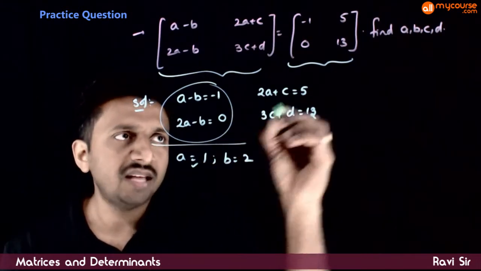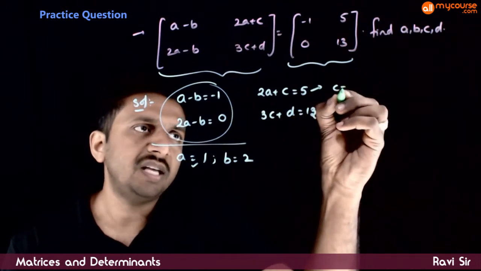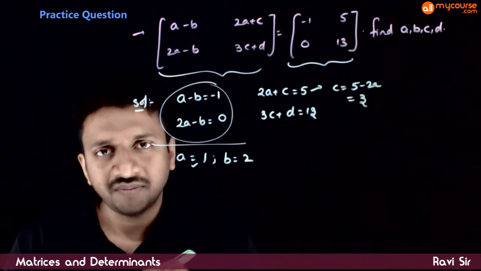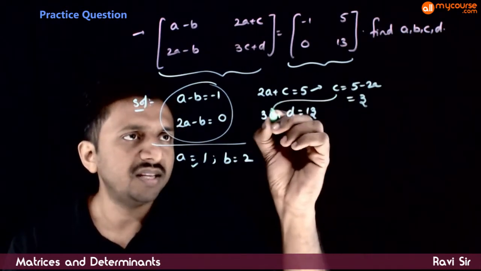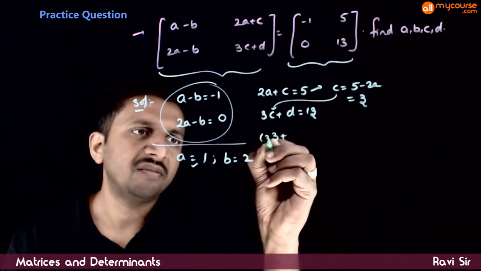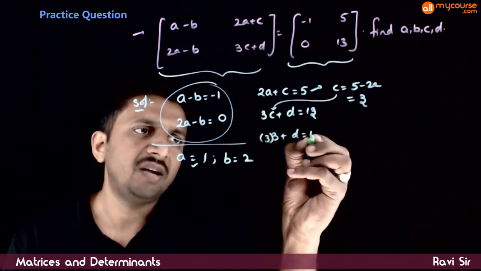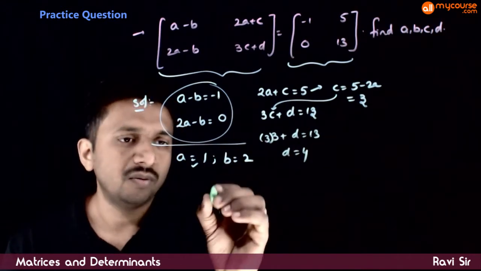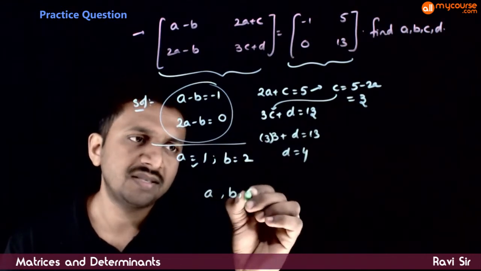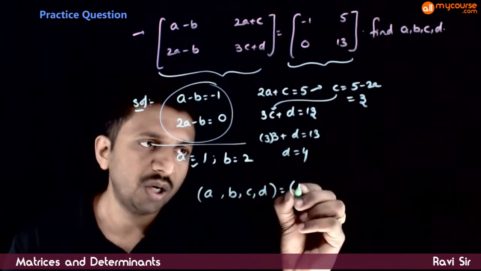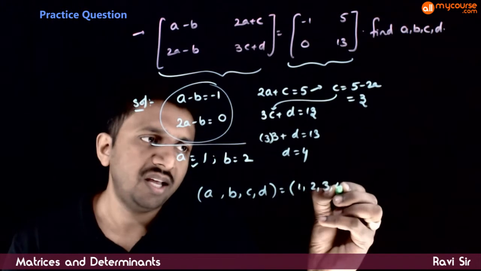Now if you substitute A is equal to 1 here, C is equal to 5 minus 2A, that is equal to 3. And if you put C in this equation, 3 times 3 plus D is equal to 13, D is equal to 4. So A, B, C, D is respectively equal to 1, 2, 3 and 4.